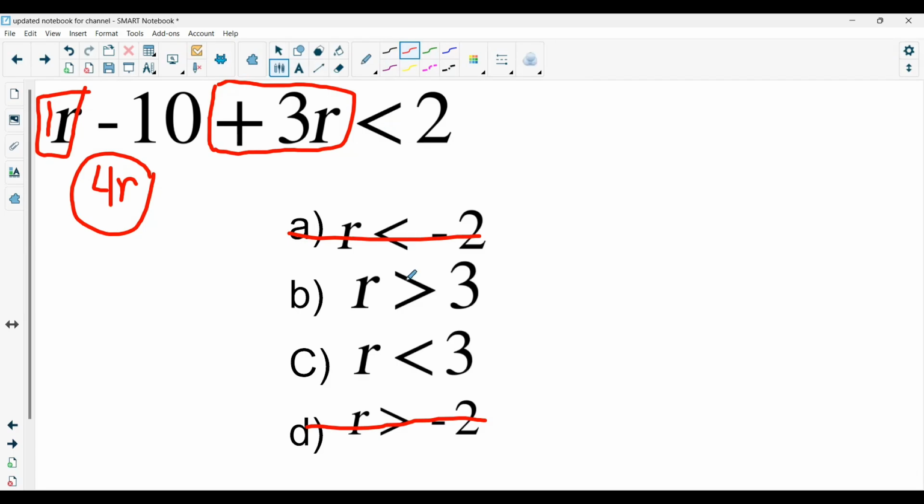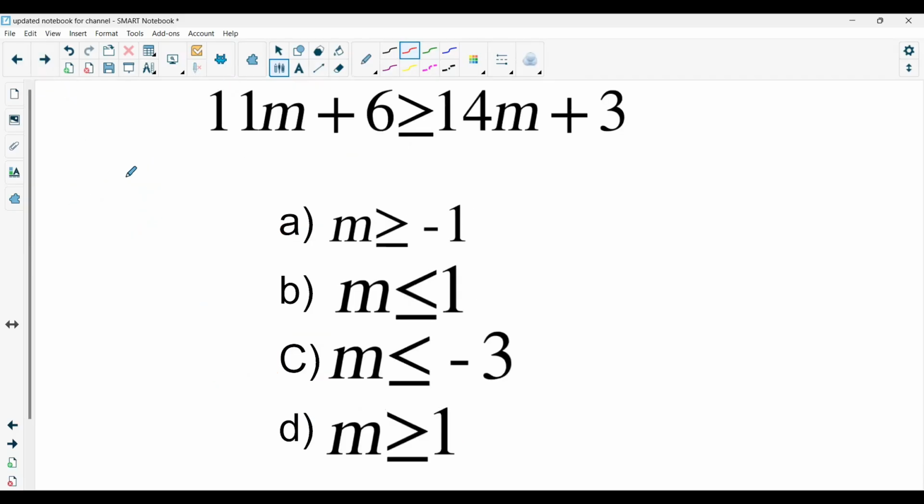So which one of these signs match the sign up here? Letter C. Okay. Hopefully this is making it a little bit easier for you. If not, you can always show all your work and get to your final answer that way. Let's try one that looks a little bit different.